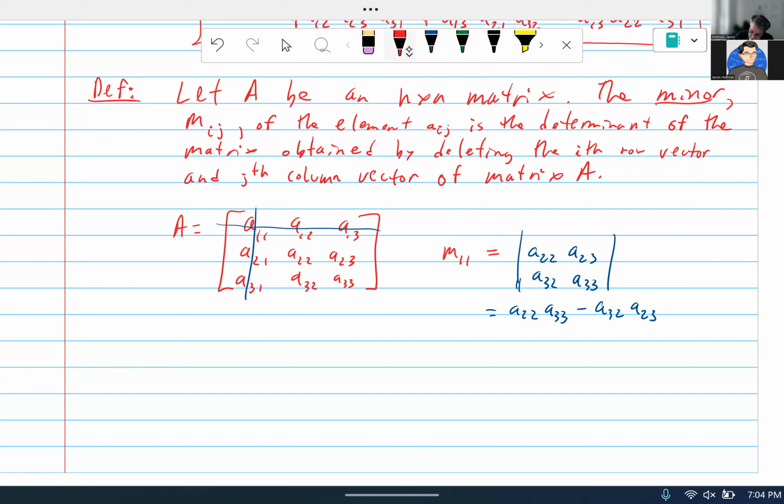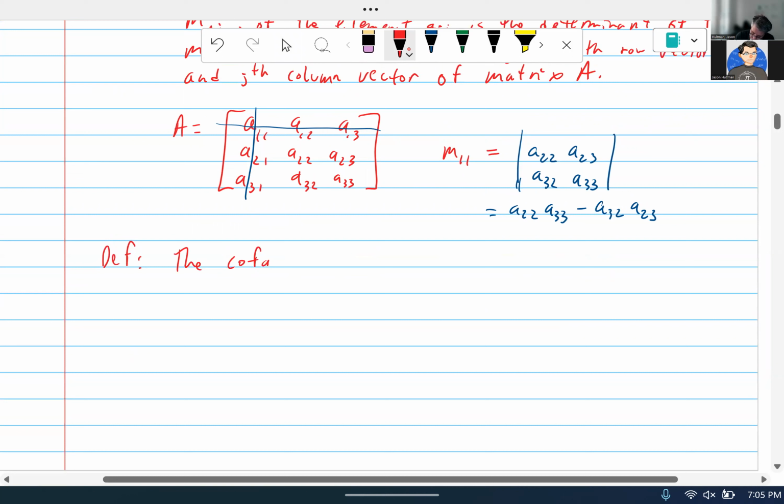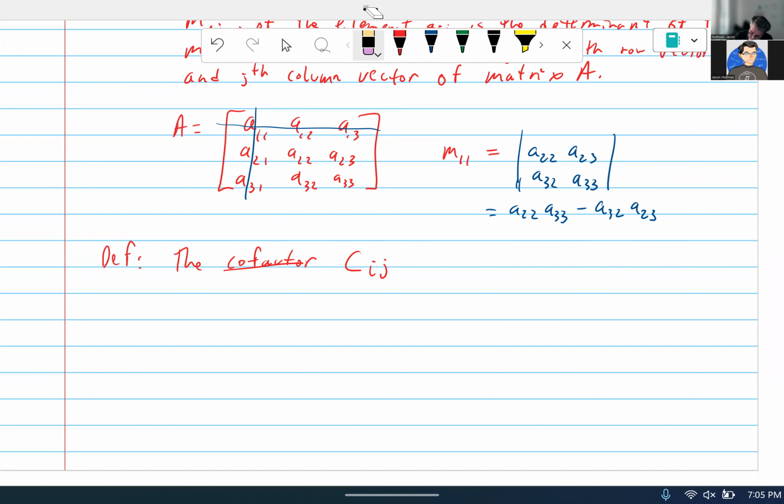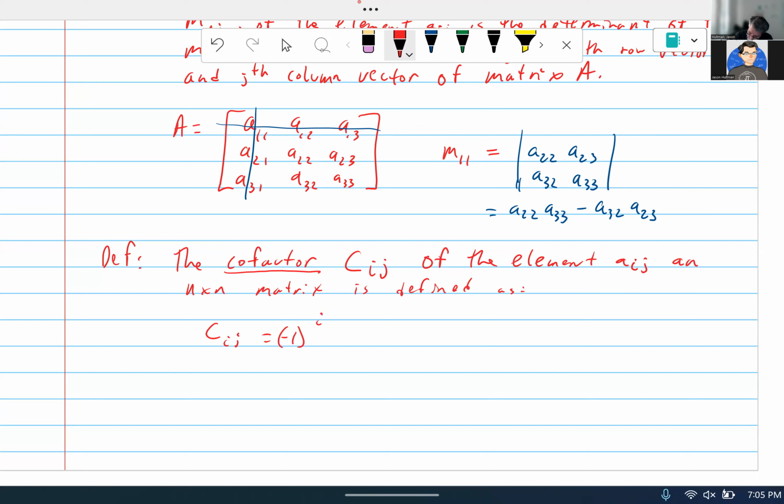Okay, definition. The cofactor Cij of the element Aij of an n by n matrix is defined as Cij equals -1 to the i plus j power times Mij.